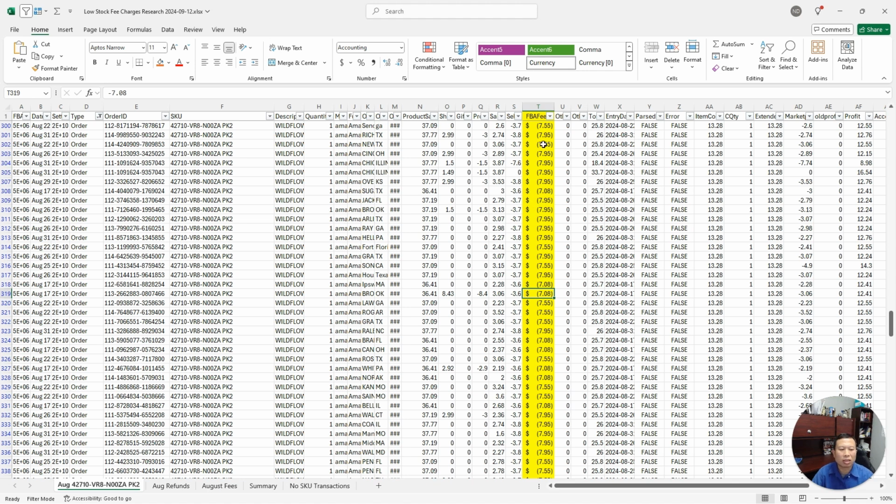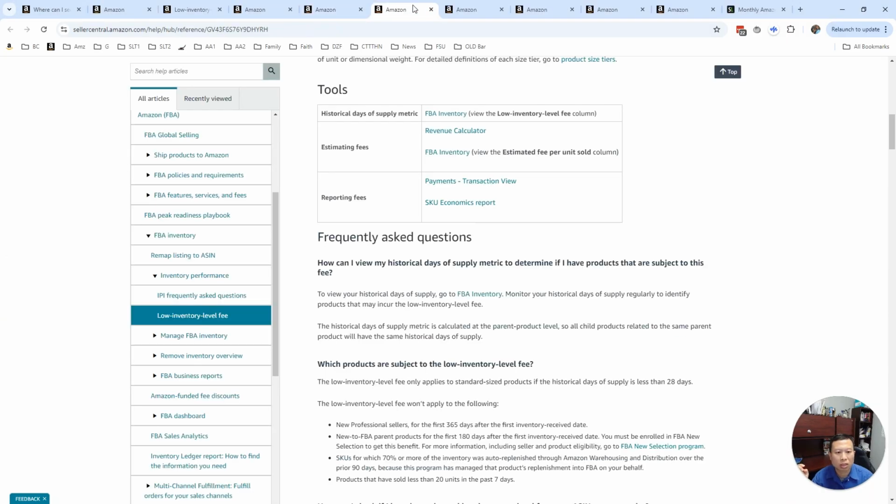The FBA fee is based on the item size, and if it's the same size, which this SKU is, it should stay the same. But I see that it was varying, 755, 795. So I started digging around in Seller Central for those particular SKUs.